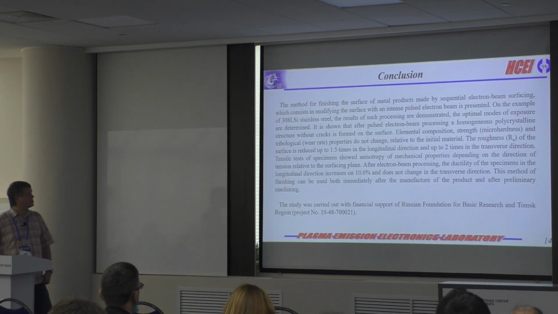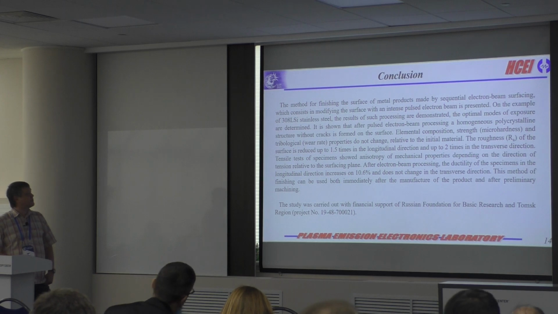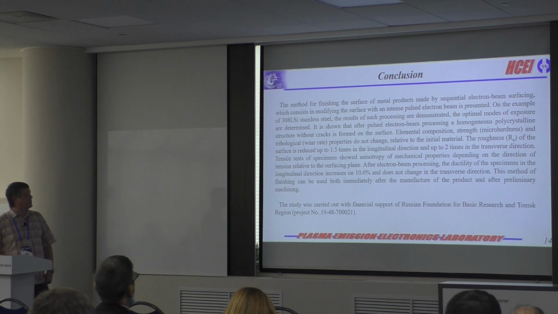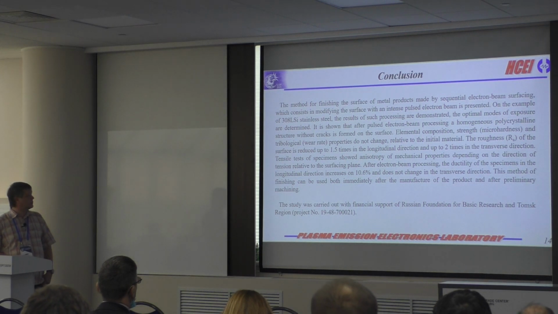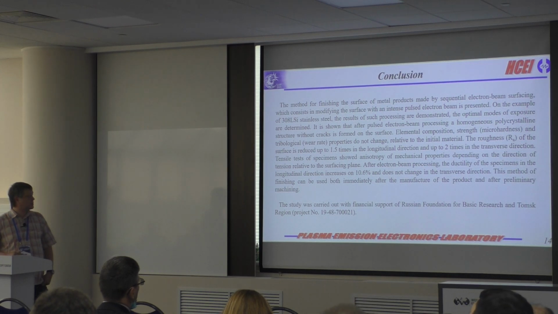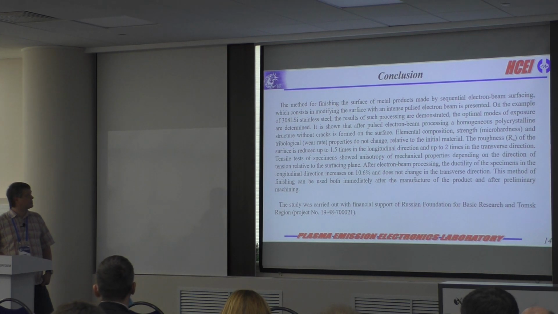In conclusion, a method for finishing the surface of metal products made by sequential electron beam surfacing, which consists of modifying the surface with an intense pulsed electron beam, is presented. On the example of 308 LC stainless steel, the results of such processing are demonstrated. The optimal modes of exposure are determined. It is shown that after pulsed electron beam processing, a homogeneous polycrystalline structure without cracks is formed on the surface.